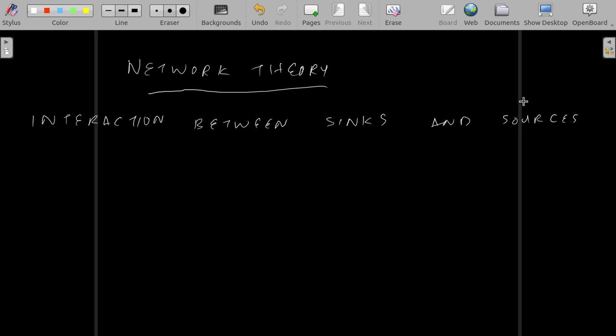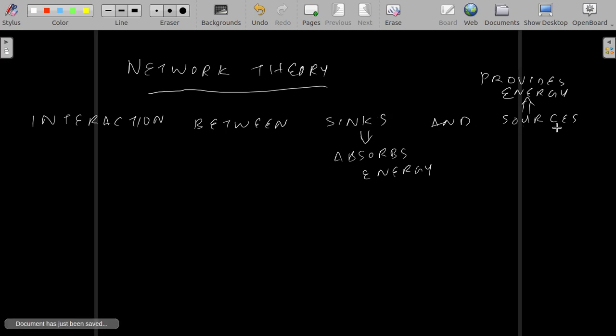So what is a source? A source is something that provides energy to the system, to whatever network or circuit it is. It will be providing some sort of energy. And sinks are elements which absorb the energy. So this is the basic definition of what a sink and a source is.